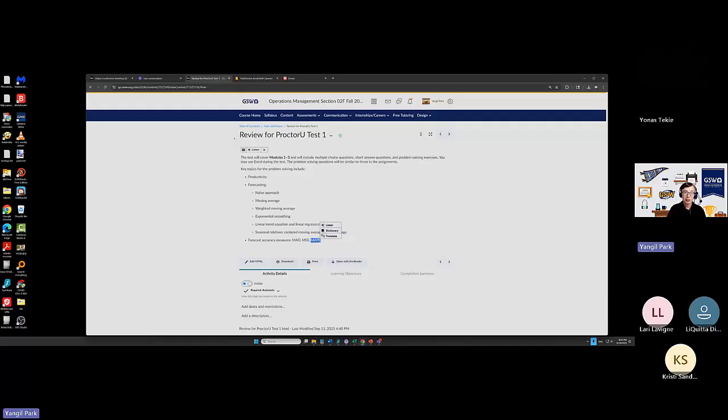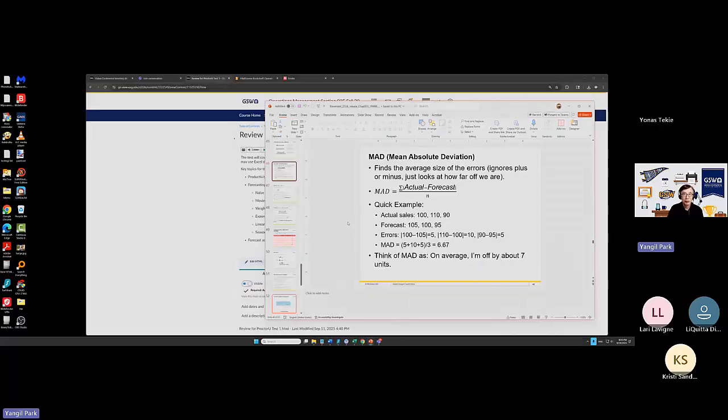Okay, so very simple. I don't think I covered this from this session, so let me show you what I mean here. This is the first one, mean absolute deviation. Again, we try to find the difference between actual and forecast, right? So you have so much of actual, but you forecasted a different number. So we try to find the error between those.